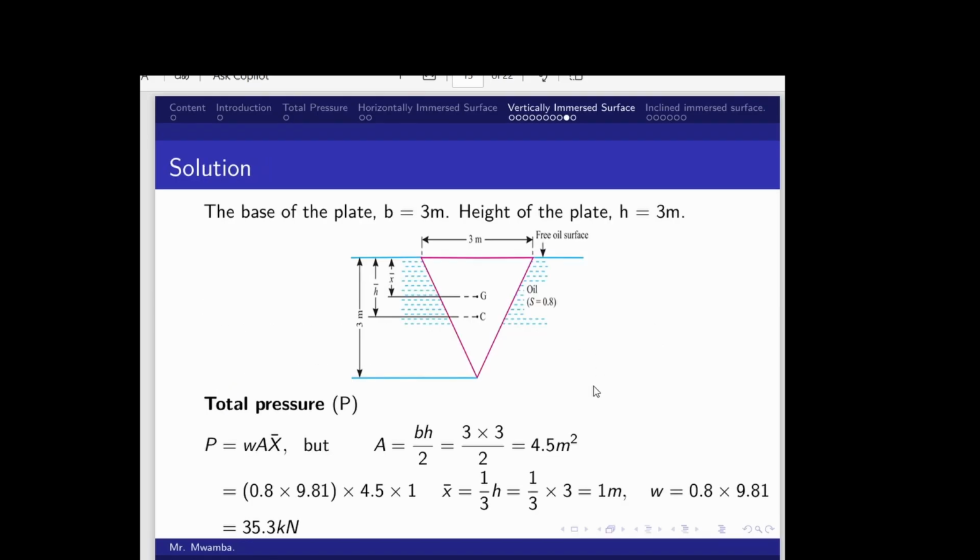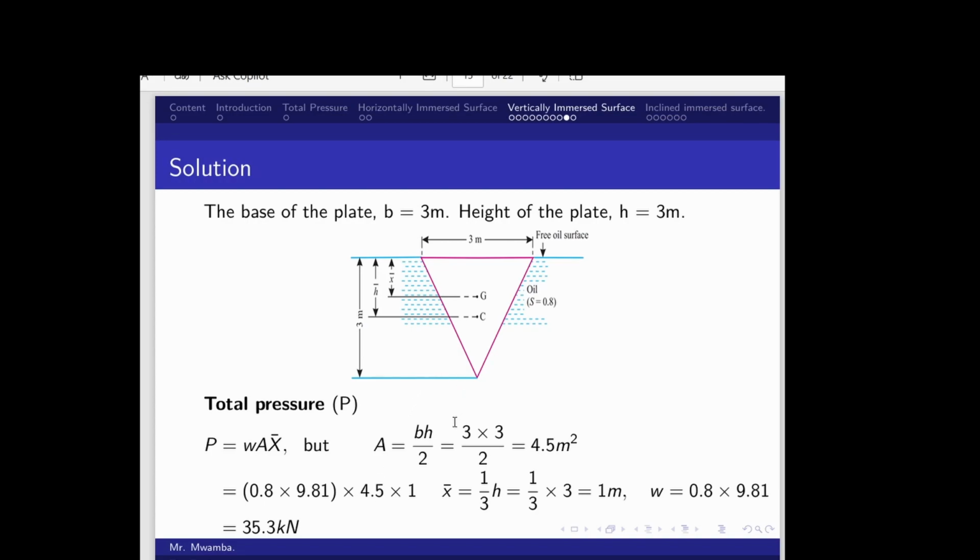So you'll be tasked now to find the specific weight. Specific weight will be given by the given specific gravity times the gravitational constant, 9.81. So this is given: the specific gravity of oil times the gravitational constant 9.81. Multiply that, you get the specific weight, times the area of the triangle.